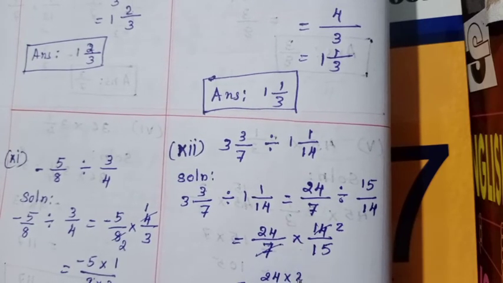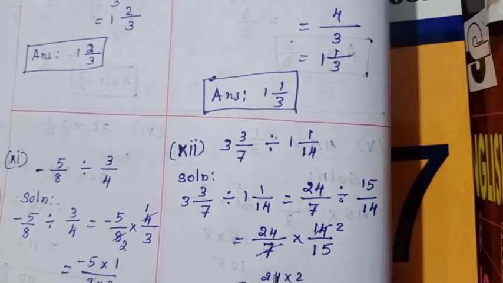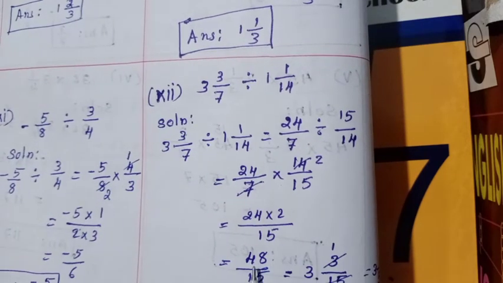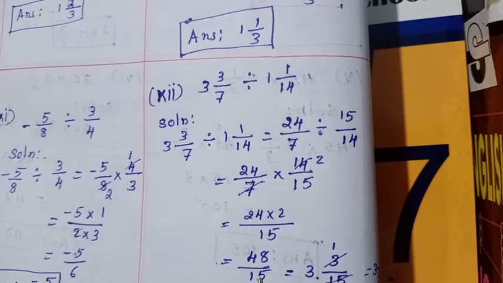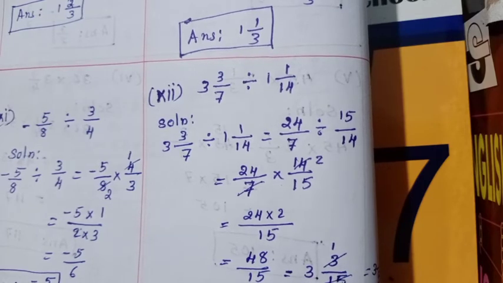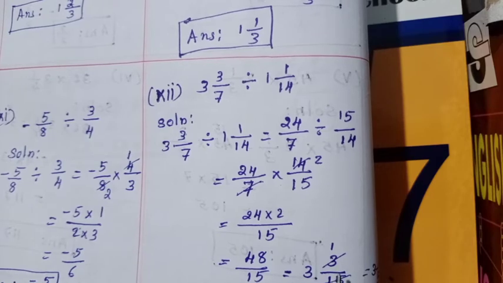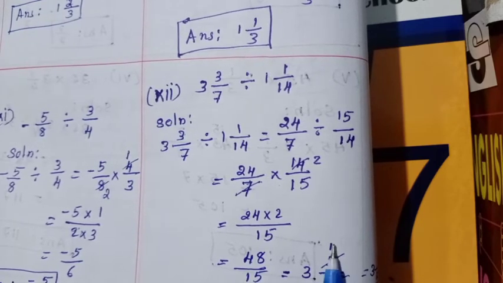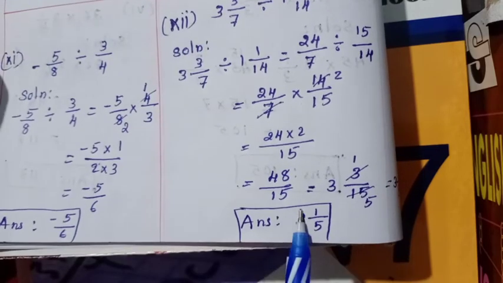So now remaining 24 into 2 by 15. 24 into 2 is 48 by 15. Now 48 is bigger, so we can divide and write as a mixed fraction. 15 3 times in 48, 3 by 15 you get. So now 3 and 15 again we can cut here. 3 how many times in 15? That is 5 times. 3 cut and write 1 here, and 15 cut and write 5, 5 times in 15. So the answer is 3 1 by 5.